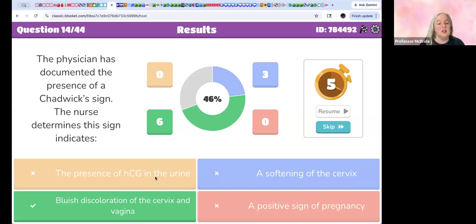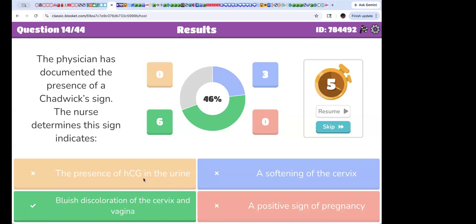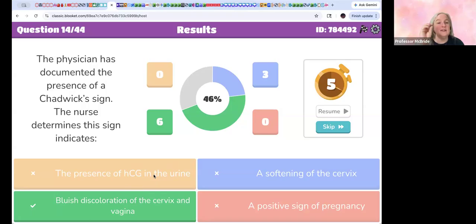This one, presence of HCG in the urine. Is that presumptive, probable, or positive? It's probable. Remember, guys, it's only positive if it's coming from the fetus. The HCG is coming from the mother. Okay?